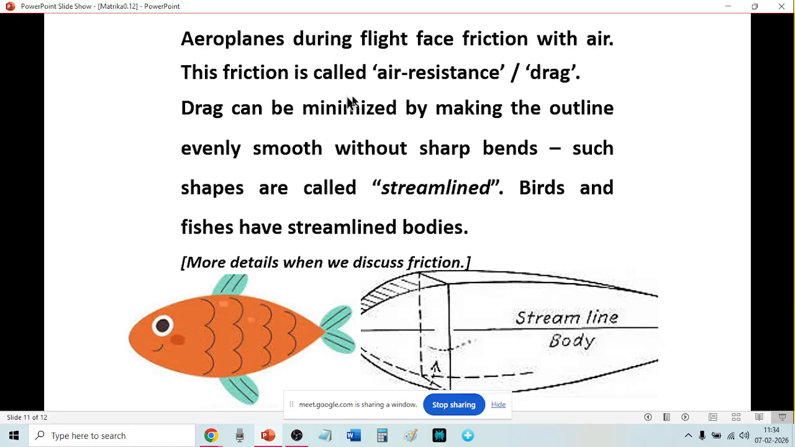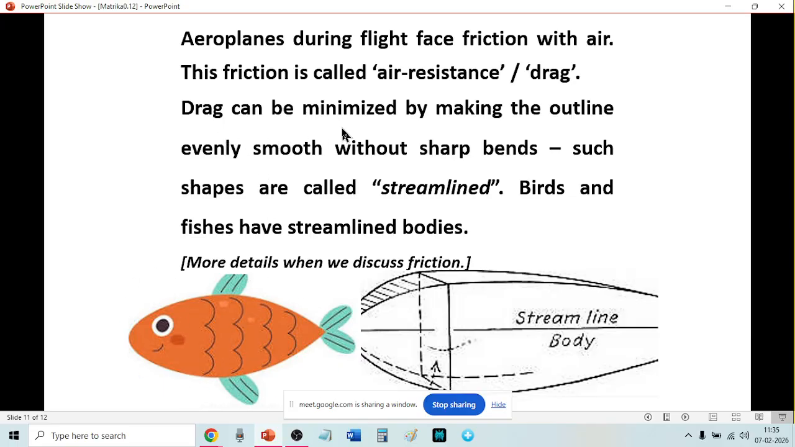So this air resistance for aeroplanes when they are flying is called air resistance or drag. It is a friction actually, but we call it drag. Friction with air, when a bird or an airplane is flying, is called air resistance or drag. Similarly, when a fish is swimming, it is water resistance.